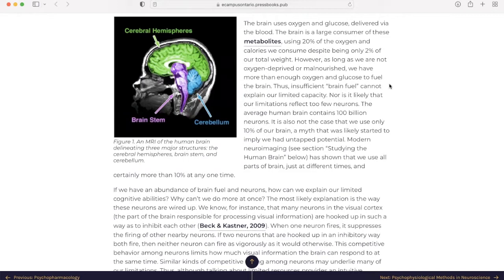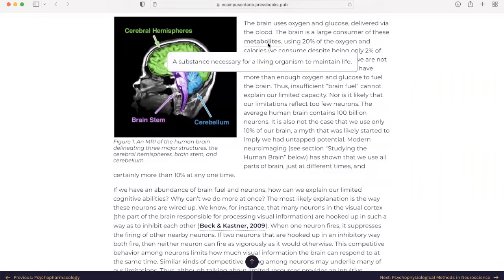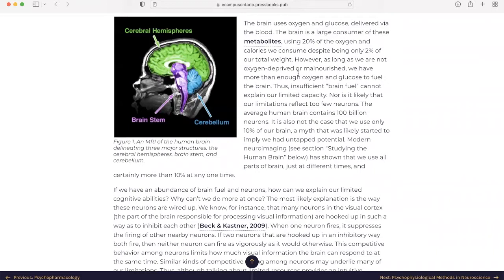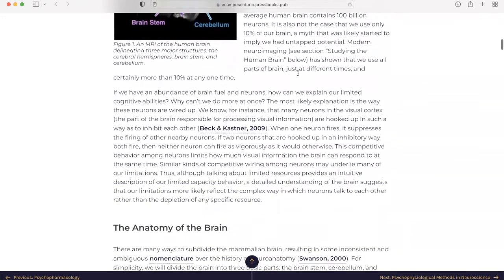So the brain uses oxygen and glucose delivered via the blood. The brain is the largest consumer of these metabolites. That's what oxygen and glucose are. If you look at the actual definition, they're the different substances necessary for a living organism to maintain life, using 20% of the oxygen and calories we consume, despite being only 2% of the total weight. I find that absolutely fascinating.